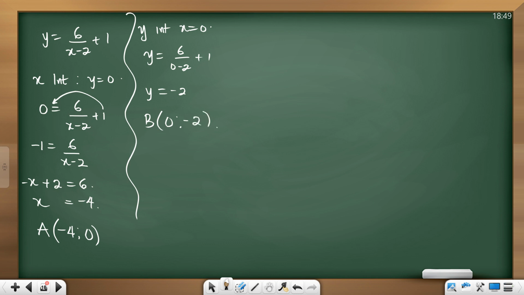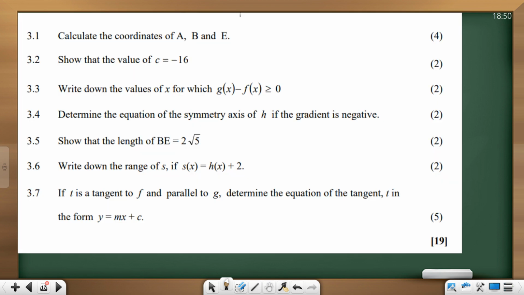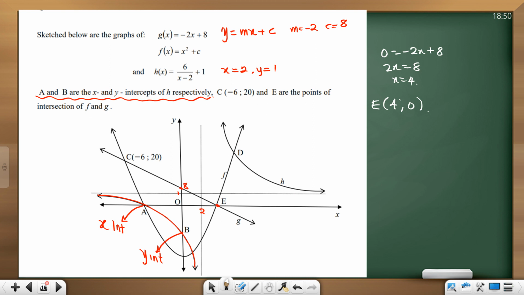Now, we already got our E earlier on, right? Okay, check how many marks. 4 marks. Oh, so little. Show that the value of Y, of C, is negative 16. Do you want to try? What would you do? 16. C. Check the equations. There's C somewhere there. Try it quickly. Show. Let's see.